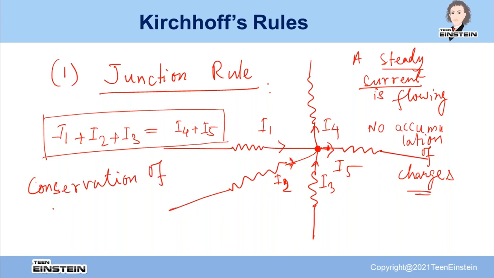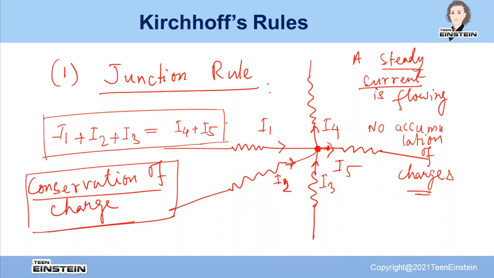So this has a basis. It is not an ad hoc proposal that whatever current enters a junction, if you take the sum, and whatever current leaves the junction, if you take the sum, both are equal to each other. It is coming from the basis of conservation of charge. So this is the junction rule.